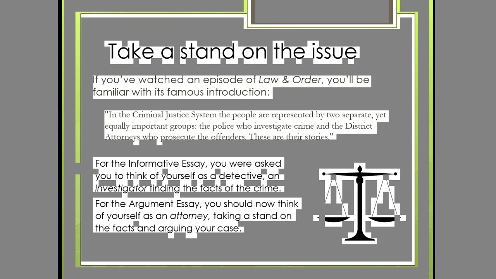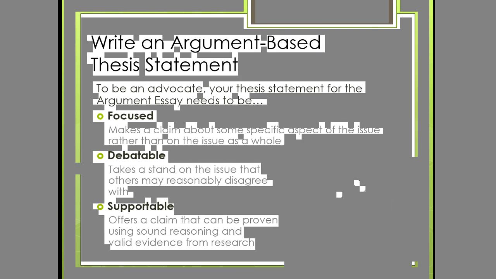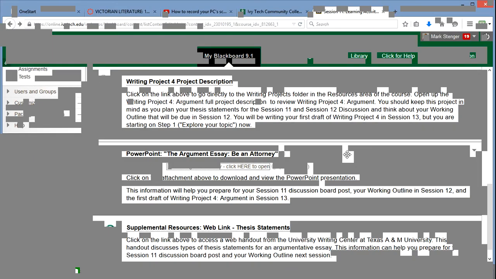But notice it says in the informative essay, you were asked to think like an investigator, giving both sides, only writing what you can prove that someone else has said, not personal opinion. But in the argument essay, you're going to pick one of those two sides, the same subject that you use for writing Project 3, and this time advocate. I won't go through the rest of those screens because I know you're going to look at those.